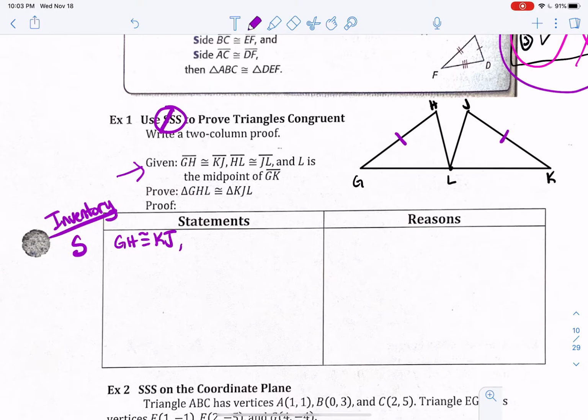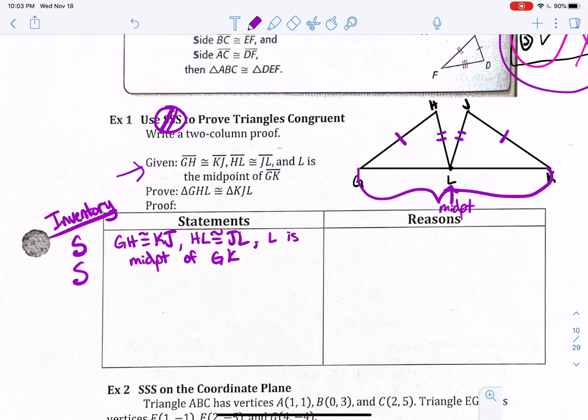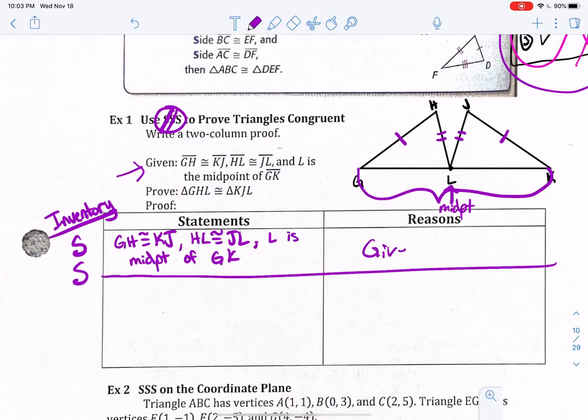The next thing that I have is that HL is congruent to JL. I'm going to use 2 tick marks to show that so that it doesn't look like all 4 of those segments are the same. And there we go. We have another side for our inventory. So I have 2 sides I can mark off. And then the last piece of given information is that L is the midpoint of GK. So this point is the midpoint of this segment here. That's our given information. That's all that we are given.